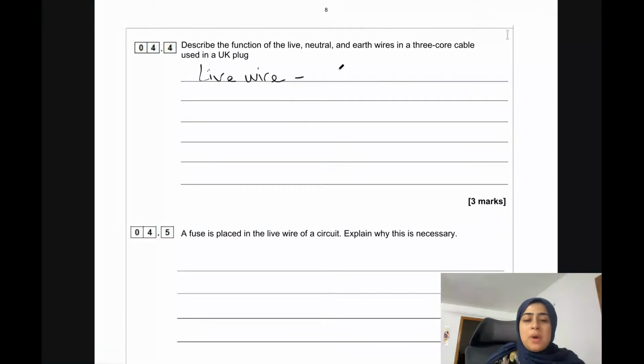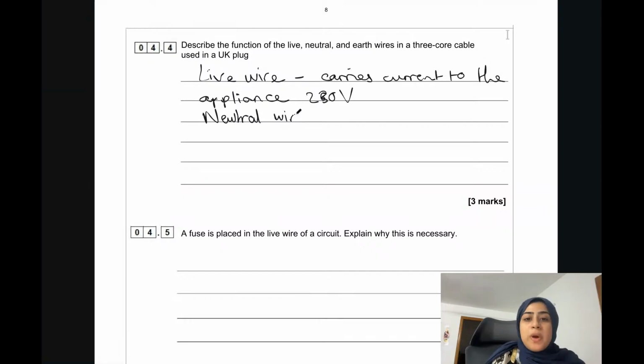So a live wire, it's the brown wire. It carries current to the appliance at 230 volts. What's the neutral wire? The neutral wire, it's the blue one, and it carries current away and completes the circuit. But you just get the mark for saying completes the circuit.